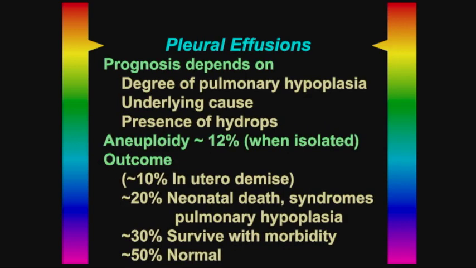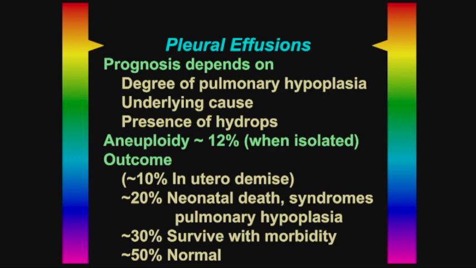Now, when a fetus has pleural effusions, overall the prognosis depends on the degree of pulmonary hypoplasia. So if the fetus has had large pleural effusions for a long time during pregnancy, the lungs will not have a chance to develop properly. But it also depends on the underlying cause of the pleural effusions and whether or not the pleural effusions are a component of hydrops or are isolated. If you look at all pleural effusions, over 10% will have aneuploidy, so this is an important thing when counseling the patients. And overall, the outcome is somewhat poor.